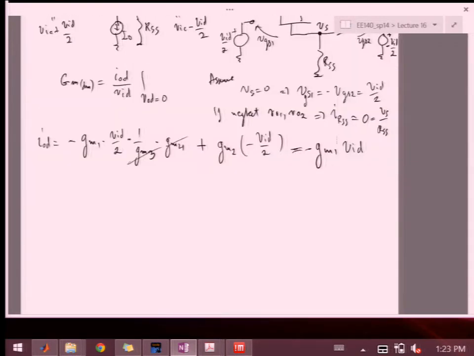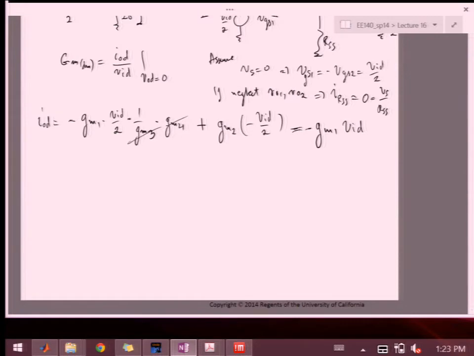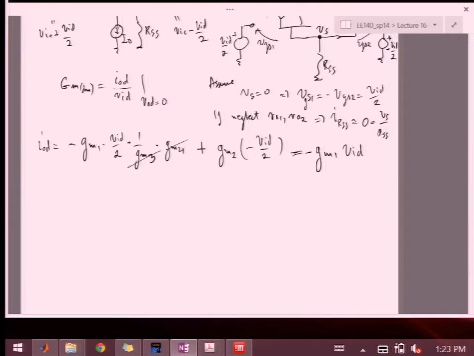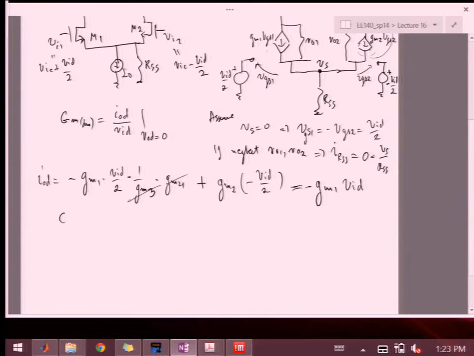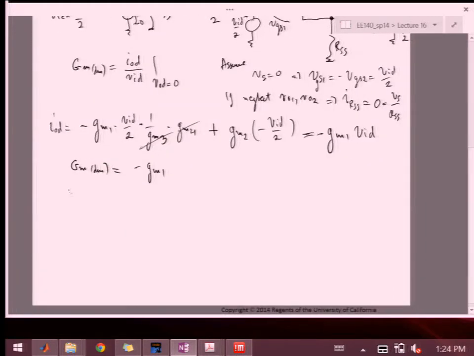So now I have the IOD. Now I'm going to try to take a look at what the... so I have my GM differential mode is equal to just minus GM1. So now the question is, what is R out?